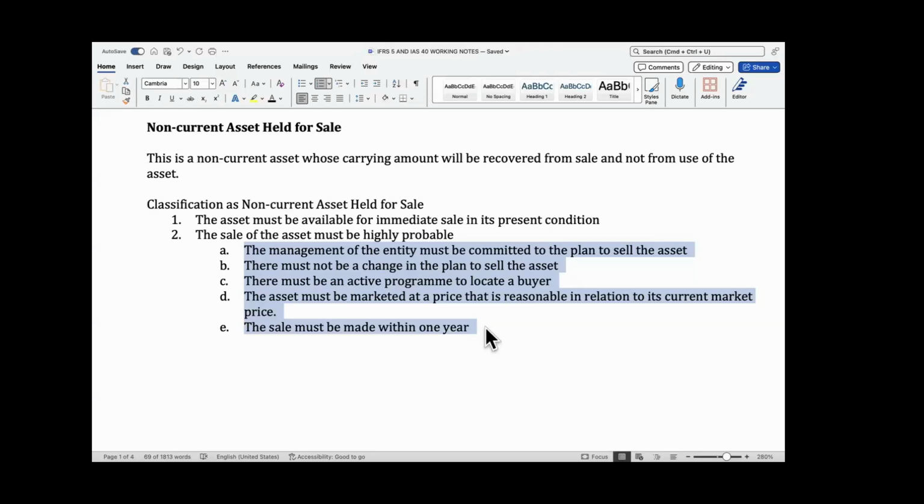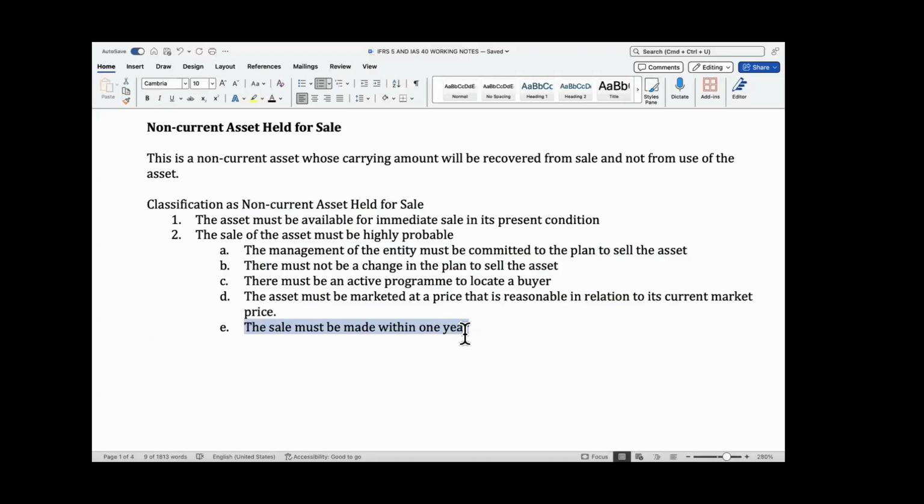Out of these 5, the only one that is a little questionable is that the sale must be made within 1 year. Because you could have all the other 4. You might be committed and not ready to change. You might be marketing the asset at a reasonable fair value, but you are unable to sell. You can't find a buyer. Since you have met all of these, you can classify the asset as held for sale while hoping that you sell it within 1 year.